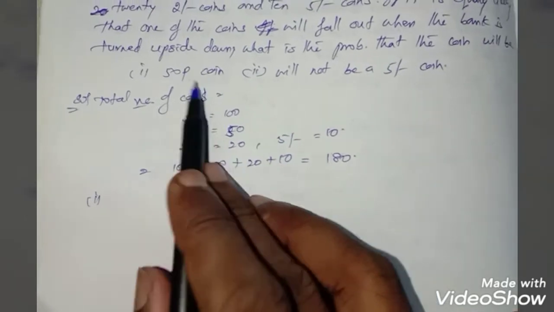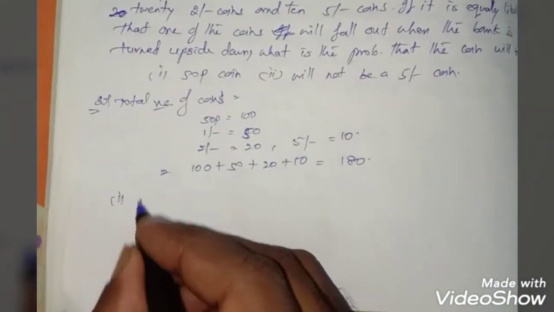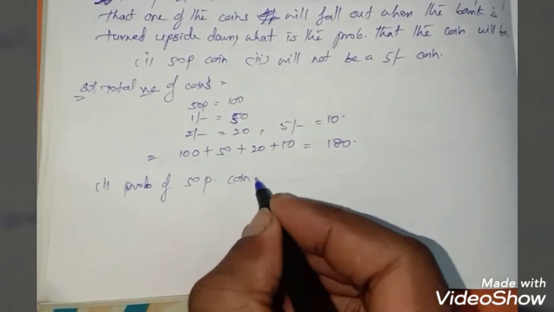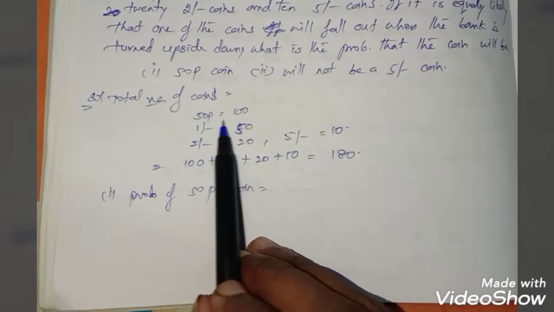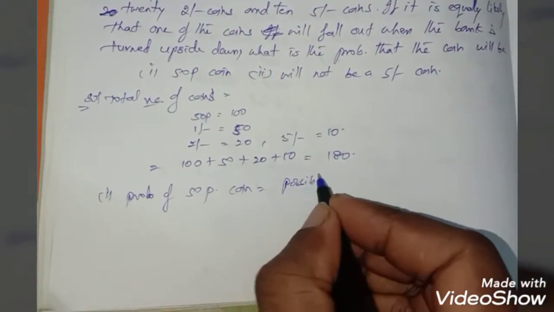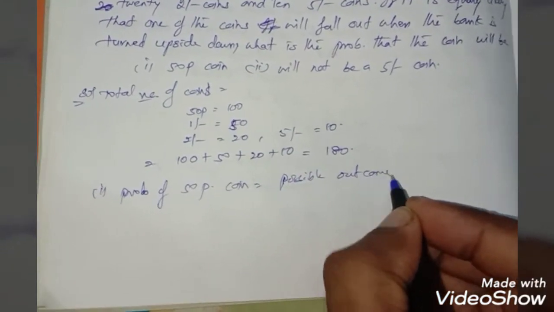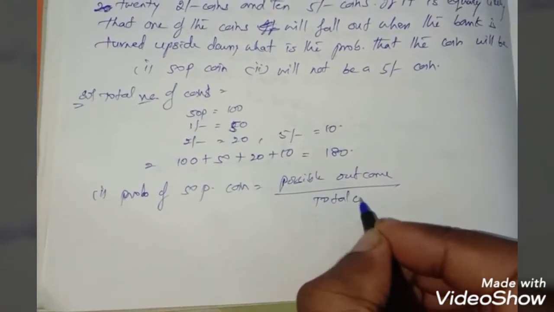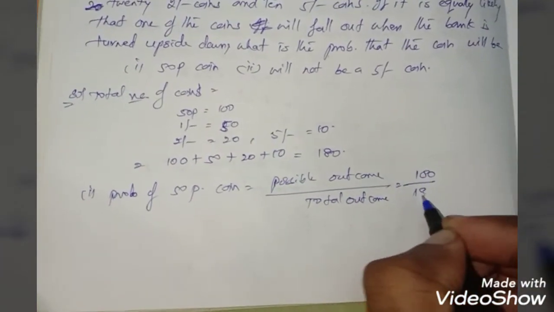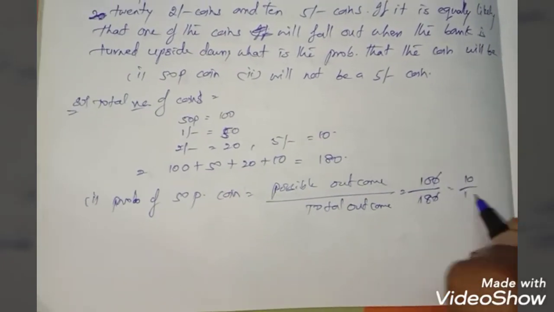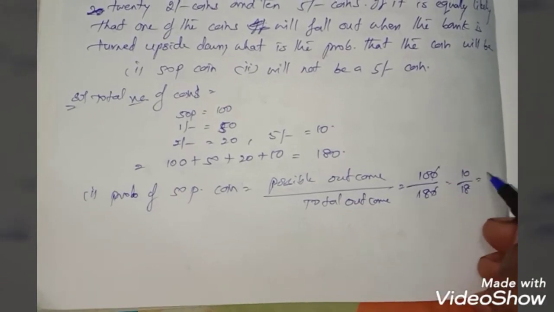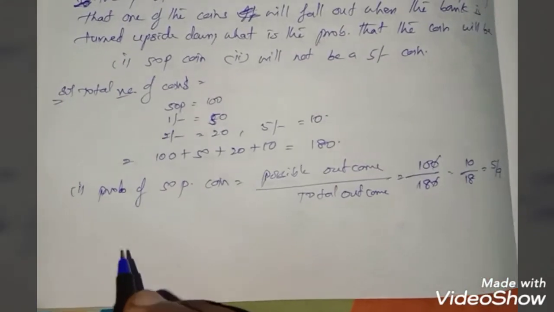What is the first question here? You have to find the probability of a 50 paise coin, right? So probability of a 50 paise coin. Now already the 50 paise coin count is 100. So as per your formula, possible outcome divided by total outcome. So you'll get here 100 divided by 180. So in this, the 0 cancels, you'll get 10 by 18, right? Or else we can write it as 5 by 9 by cancelling with 2 table.